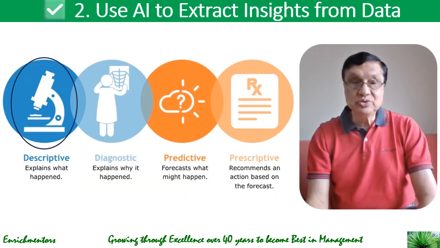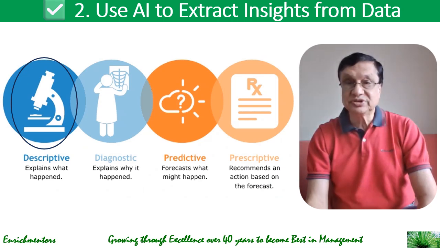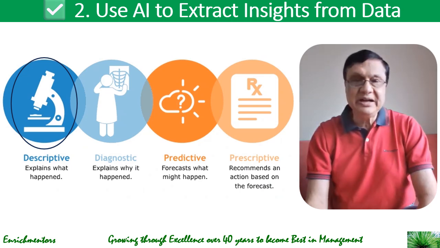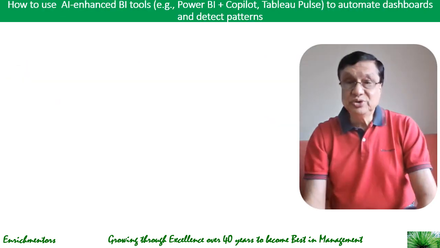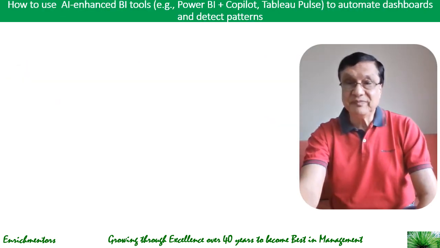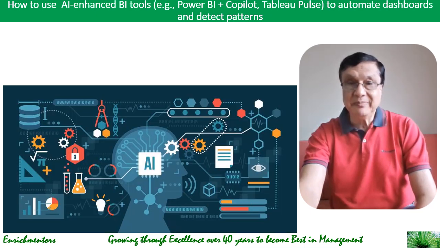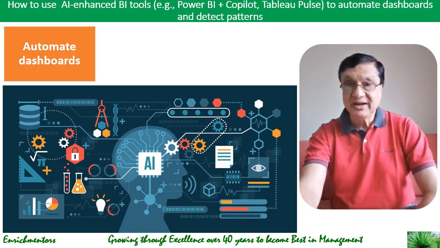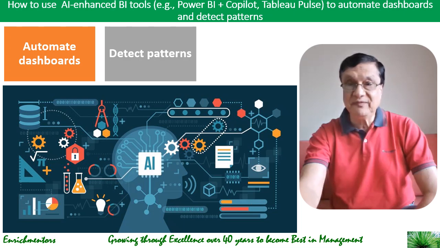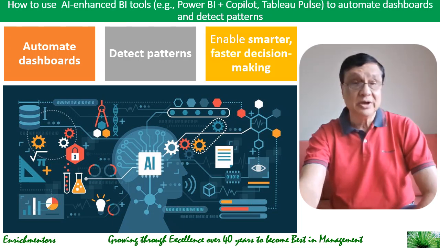So how do you think you can use AI-enhanced BI tools to automate dashboards and detect patterns? Any thoughts? Using AI-enhanced BI tools like Power BI, Copilot, and Tableau Pulse and similar platforms is a powerful way to automate dashboards, detect patterns, and enable faster and smarter decision making without relying entirely on the data scientists. So you are kind of independent.